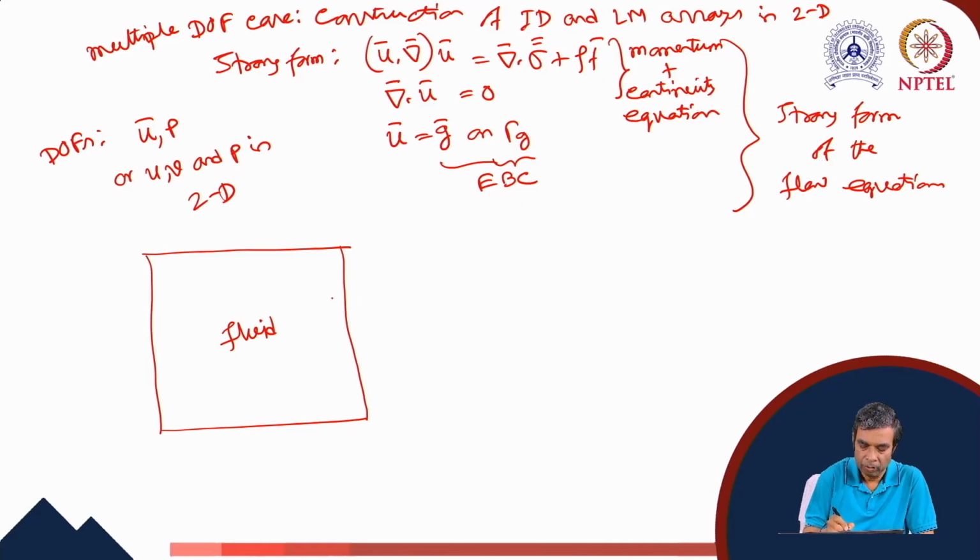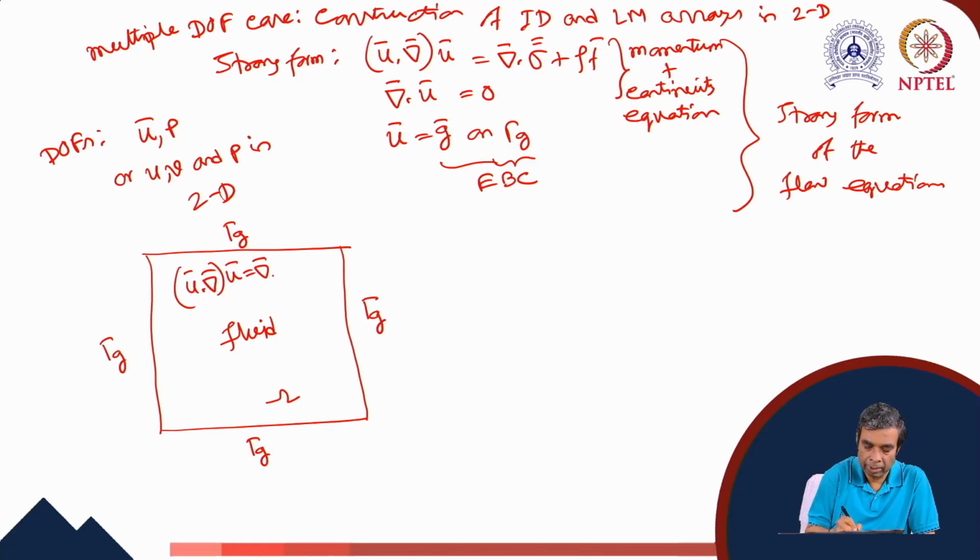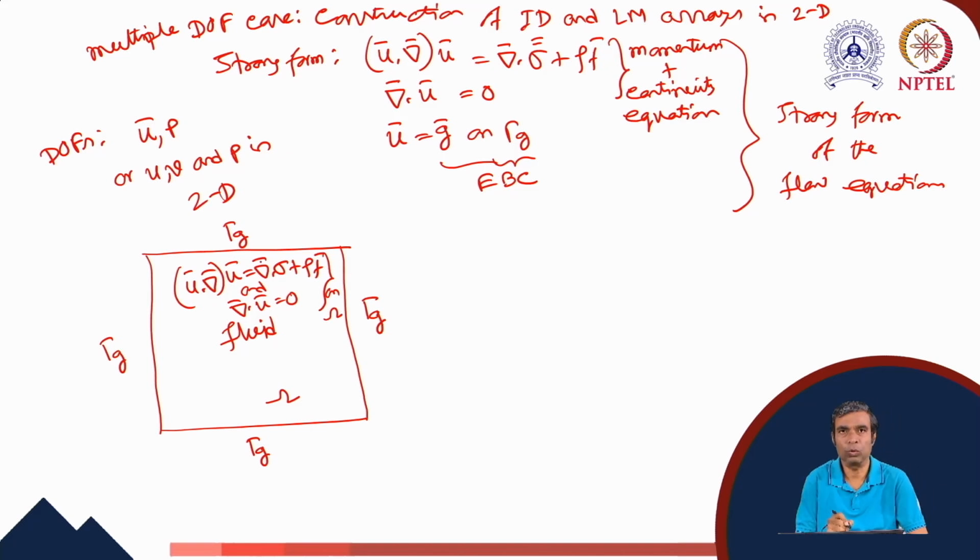Here we have essential boundary conditions at all 4 boundaries. So this is gamma g, this is gamma g, this is gamma g, and this is gamma g. So u bar dot del u bar equals divergence of sigma plus rho f bar, and divergence of u bar equals 0 on omega. This is the omega portion, the outer contour, the square. This is the boundary gamma.